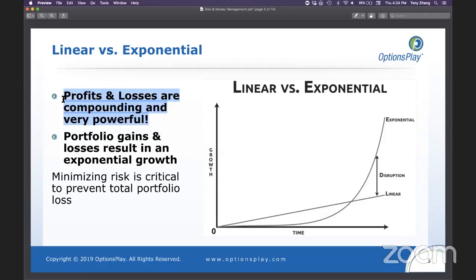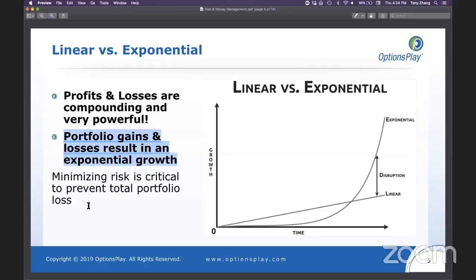And that's really the most important thing to understand in order to understand the rest of the slides. So keep in mind that both portfolio gains and losses result in exponential growth. The only difference, again, is that with gains, there's no upside limit as to how much you can get. However, there's absolutely a downside risk. There's a downside cap as to how much money you can lose.